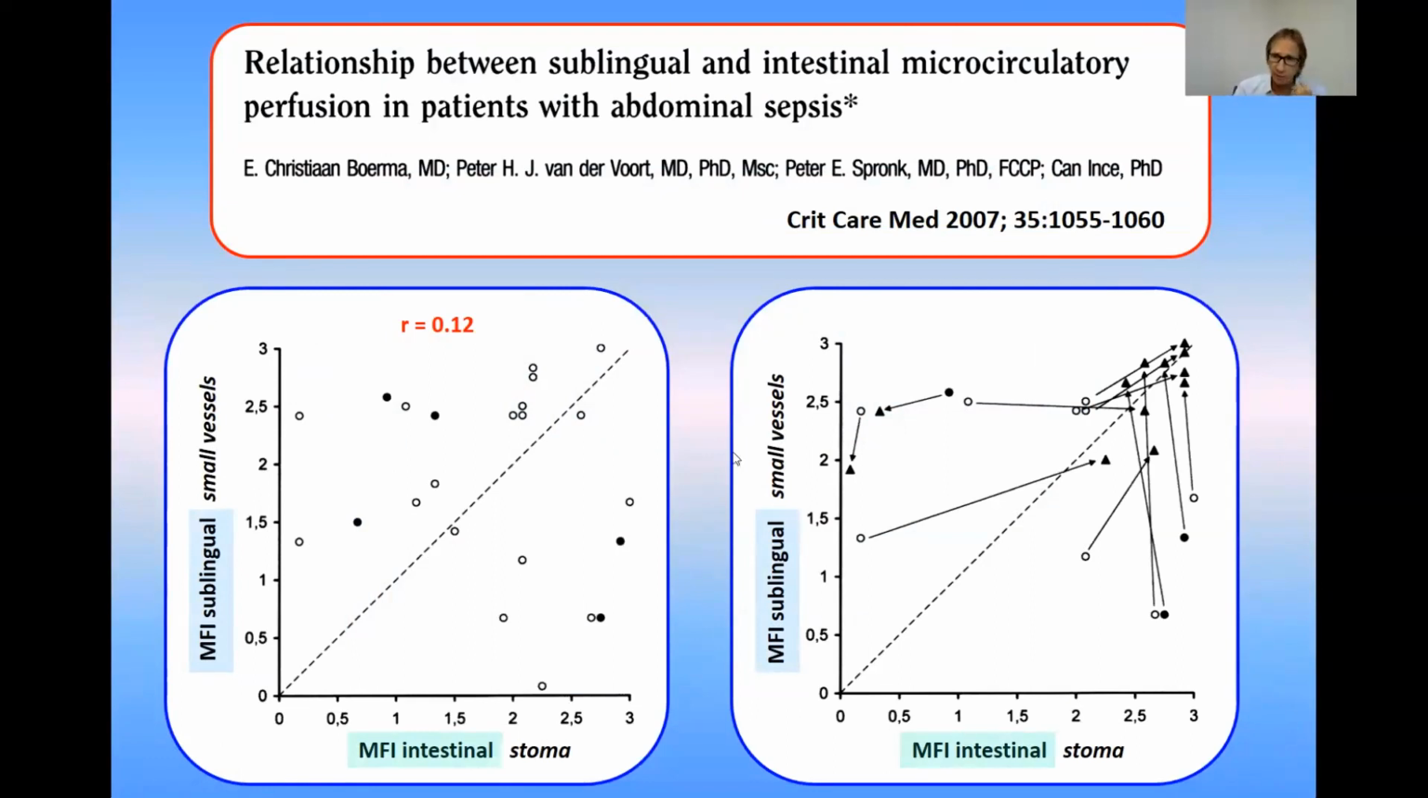This is an interesting study coming from the Netherlands. They looked at the same time at the microvascular flow index of the intestines and the microvascular flow index of the sublingual territory using the same technology, vital video microscopy. And they found no correlation at all. And they also found no correlation in terms of changes with therapy of both territories. So the sublingual territory cannot reflect what is happening in the intestines.